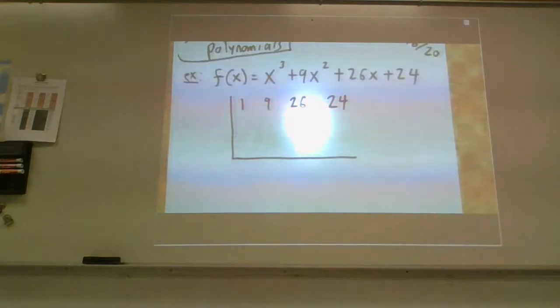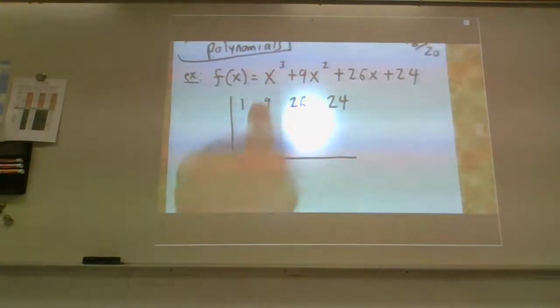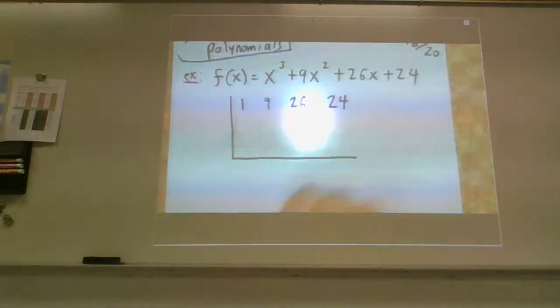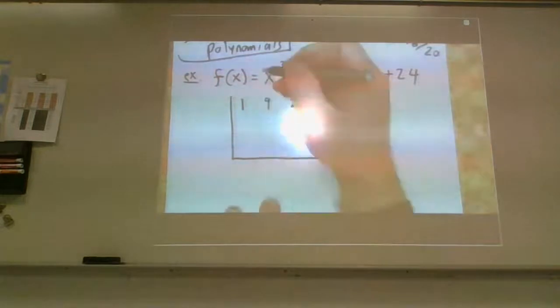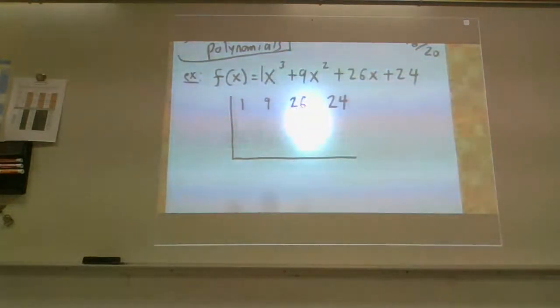Okay. I put these numbers here. These are the coefficients on the problem. Now, the coefficients go in order from the largest exponent down to the smallest, meaning this is a 1x cubed. It's a 9x squared, it's a 26x, and it's a 24.